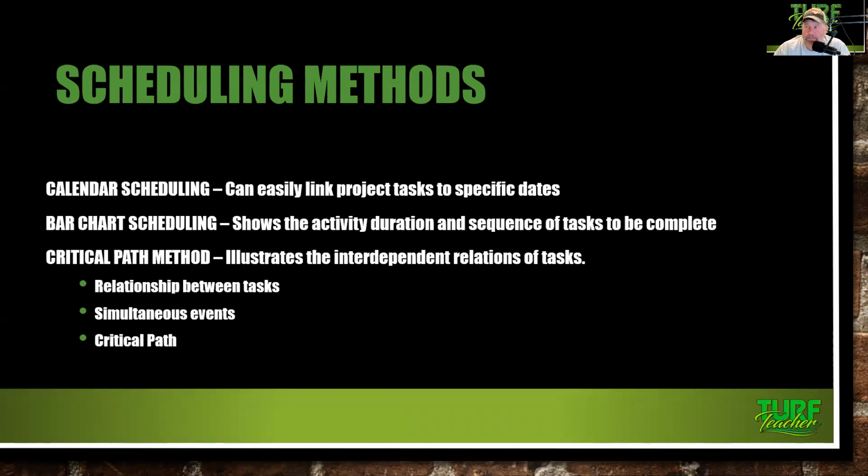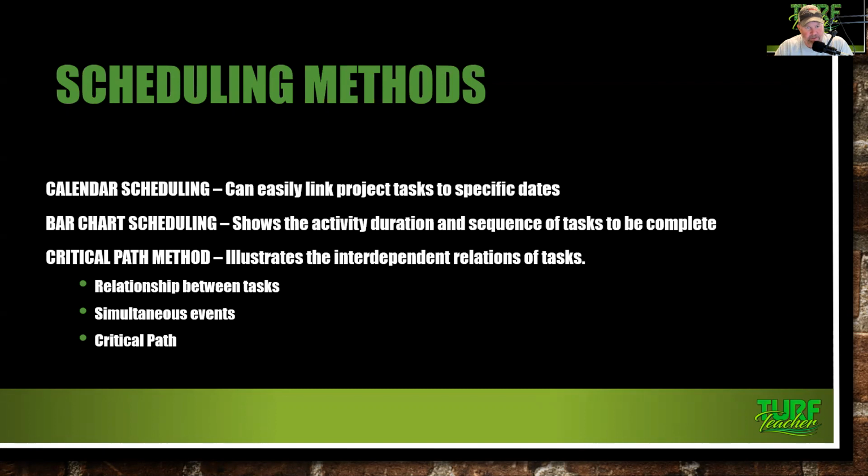Calendar scheduling is a method. This is basically getting out a blank sheet of calendar. April 2021, you've got the days, April 1st through April 30th. You can write down on there what it is that you're going to do for a nice landscape construction project. You can do bar chart scheduling. This shows the activity duration and sequence of tasks to be complete. Look in your textbooks. You're going to see some pretty cool examples of this.